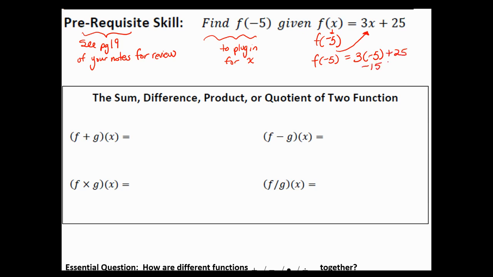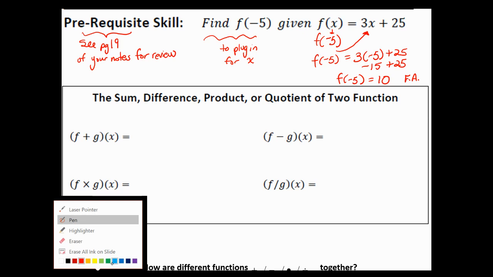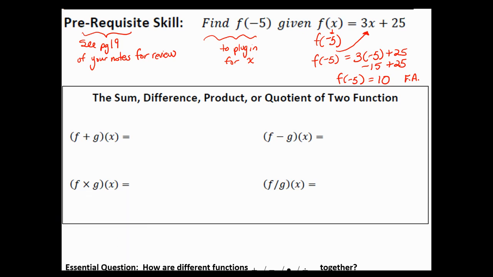That's -15 plus 25. So the final answer would be the function at -5 is equal to 25 minus 15, which is 10. That's the final answer. So just remember that we're just plugging things in, okay? That's going to come up in a few minutes. Okay, what we're going to do today is the sum, difference, product, or quotient, add, subtract, multiply, or divide.